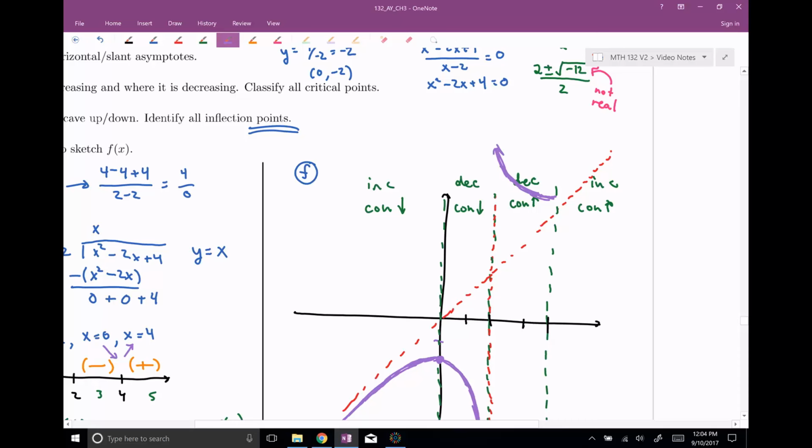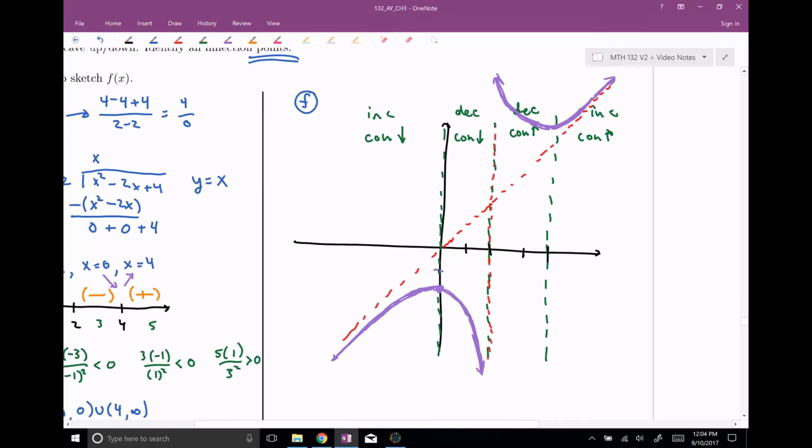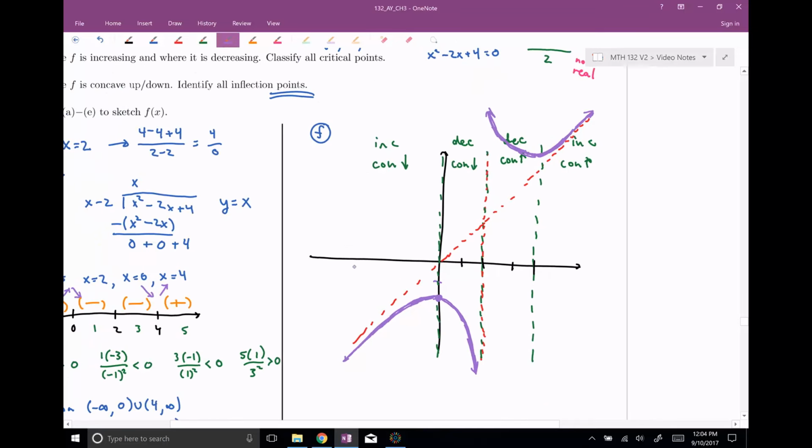Okay, and then after that, increasing and concave up, and it needs to get closer and closer to this slant asymptote. So something like this maybe. So we get a picture that looks like this, and notice that indeed it never crosses this x-axis. So this is another piece of information that we had that we can verify now.